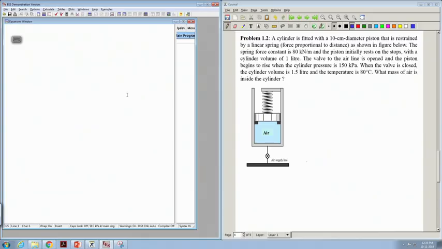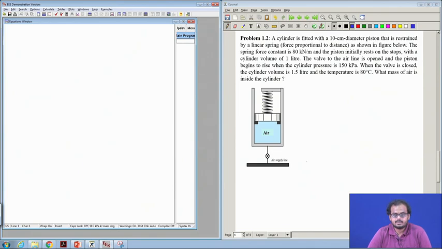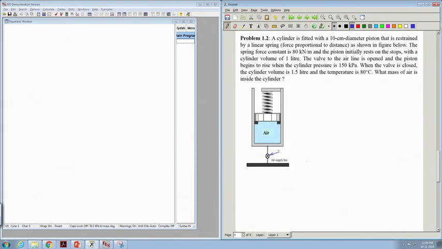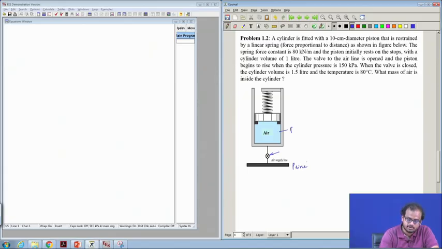We will consider a slightly more complicated problem, that of a piston loaded by a linear spring, and the piston is charged by means of an air supply line. The air supply line obviously has a higher pressure, and when the valve is opened, air at a higher pressure rushes into the piston. So, this P line and this P inner.